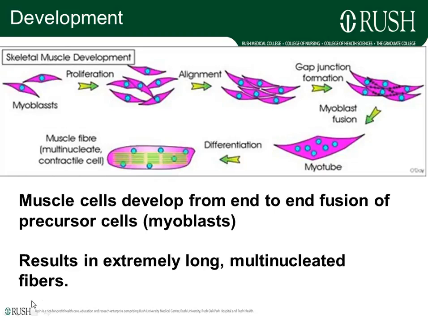So initially, the precursor cells called myoblasts proliferate and align themselves and join up by gap junctions and various other junctions. They eventually fuse to form a larger structure, which is multinucleated, and it's called a myotube. At this point, the nuclei are still centrally located. They are not yet peripheral.